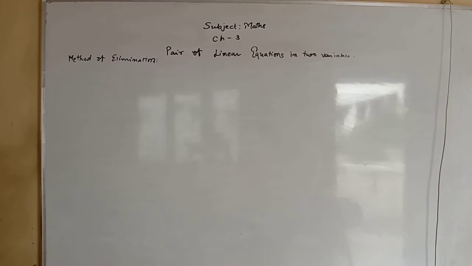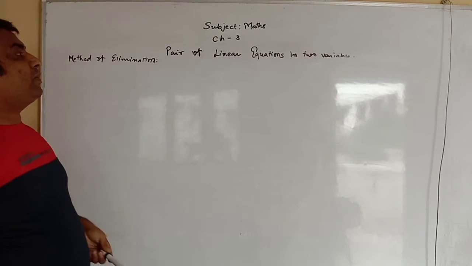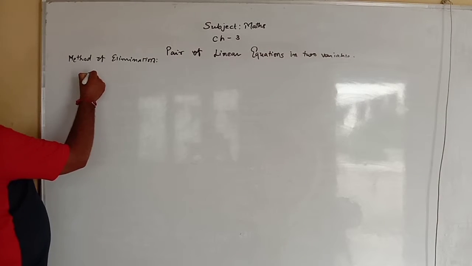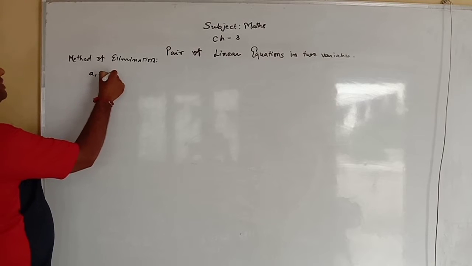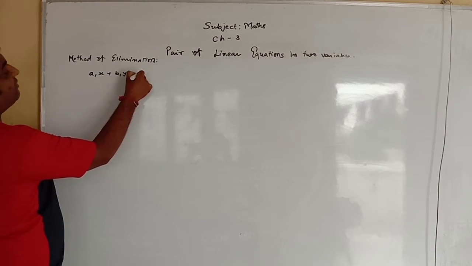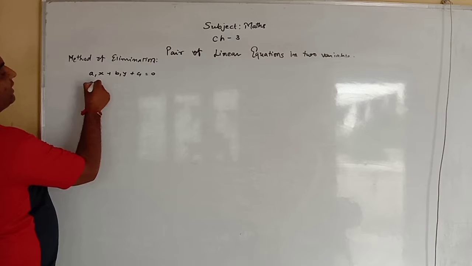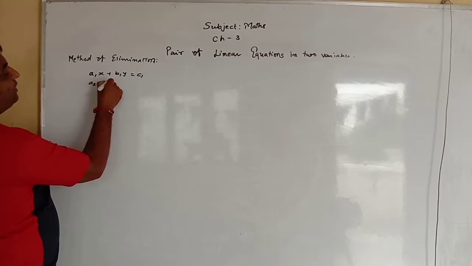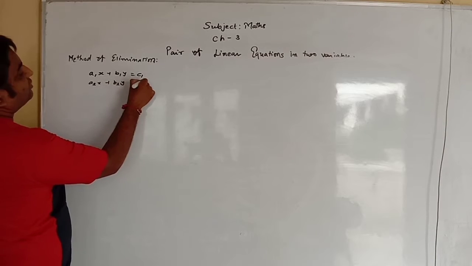Hello friends, today we will see chapter 3, pair of linear equations in two variables, the method of elimination. So we have the two equations a1x plus b1y plus c1 equals 0 and a2x plus b2y plus c2 equals 0.